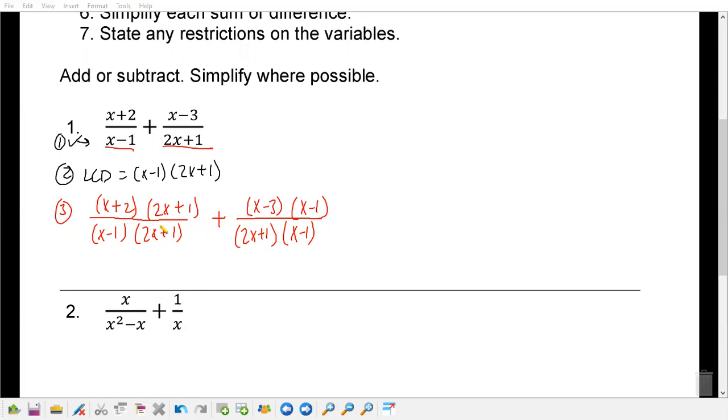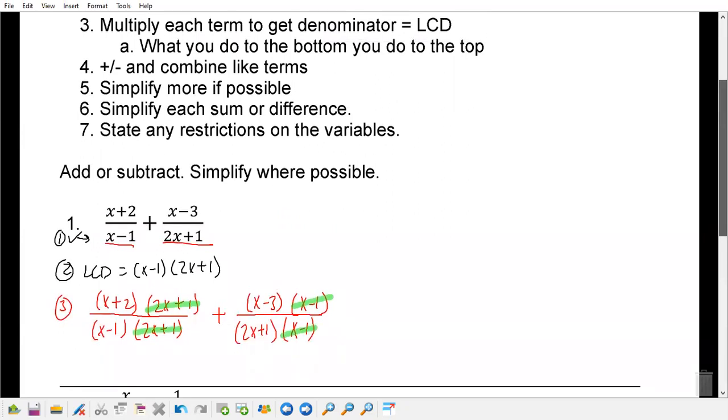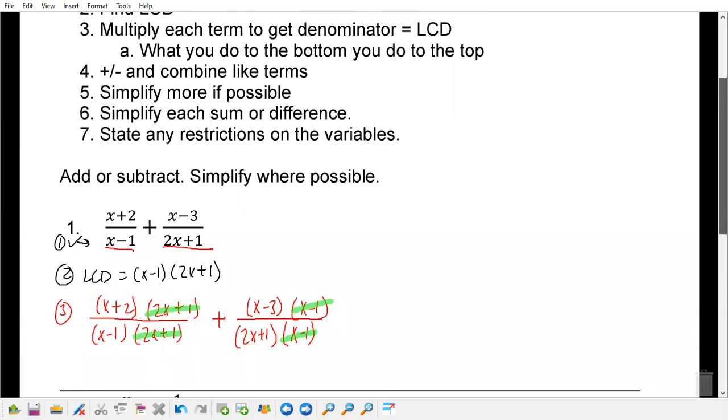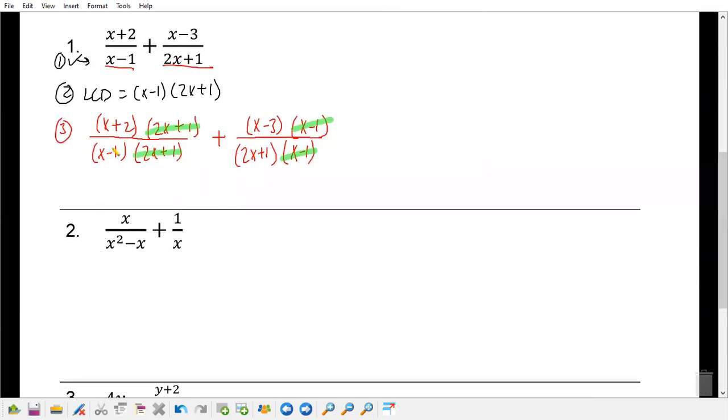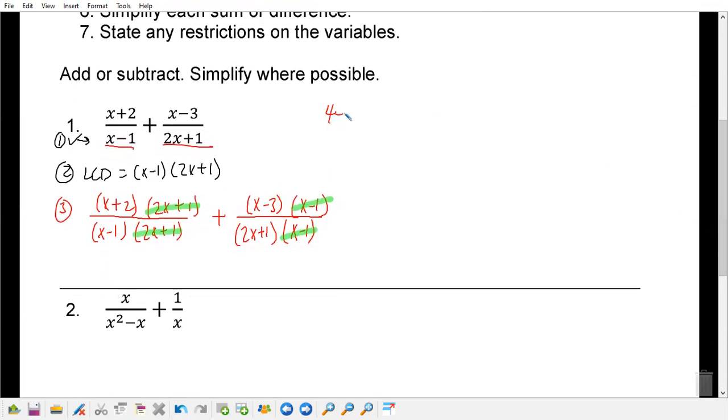So let's highlight what we did to each one. In the first rational expression, we multiply numerator and denominator by 2x plus 1. And in the second rational expression, we multiply numerator and denominator by x minus 1. Okay? And now we're going to add, subtract, combine like terms, all that fun stuff. So we're going to just start multiplying and simplifying. That's what steps 4 through 6 are, handling your business.